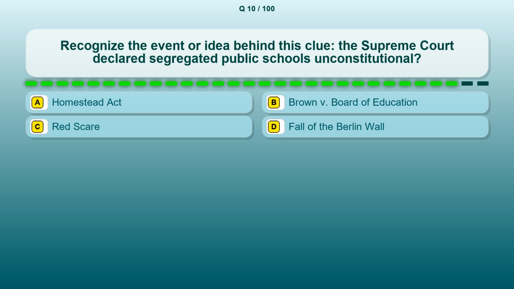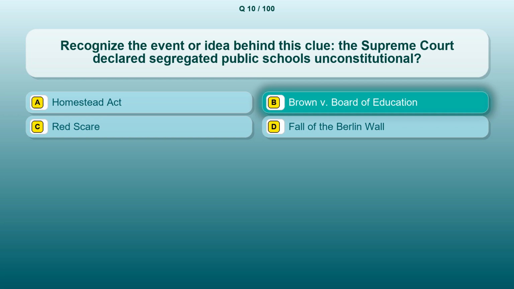Question 10. Recognize the event or idea behind this clue. The Supreme Court declared segregated public schools unconstitutional. Option A, Homestead Act. Option B, Brown v. Board of Education. Option C, Red Scare. Option D, Fall of the Berlin Wall.